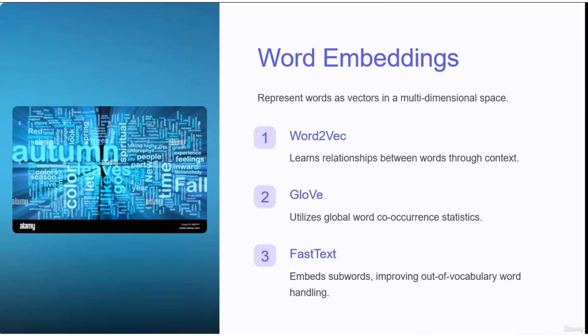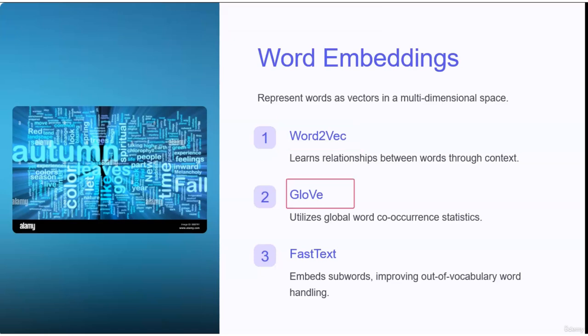These are techniques that map words to vectors, capturing their meaning and relationships. Word2Vec is a popular method that learns words' relationships through context. For instance, if we take the words king and queen and the words man and woman, Word2Vec can understand that the relationship between king and queen is similar to the relationship between man and woman. This is achieved by analyzing large text corpora, allowing the model to understand that king is often associated with queen, just as man is associated with woman.